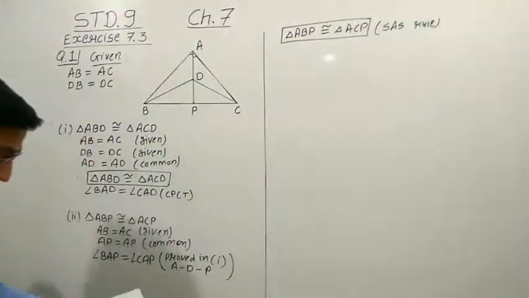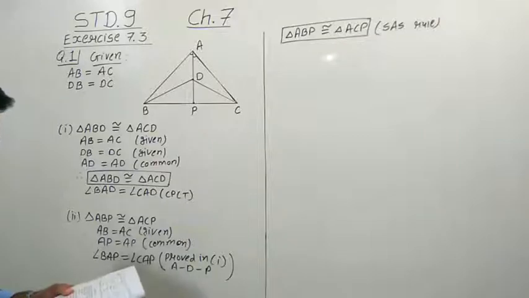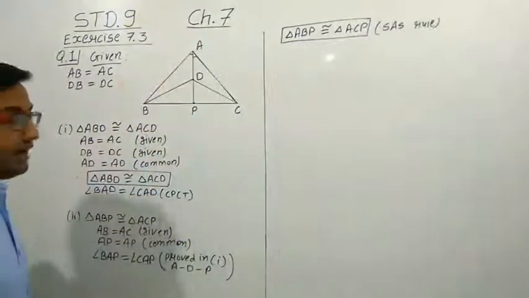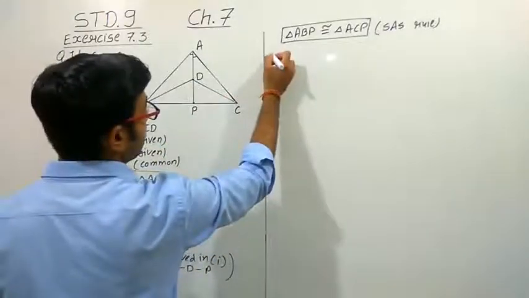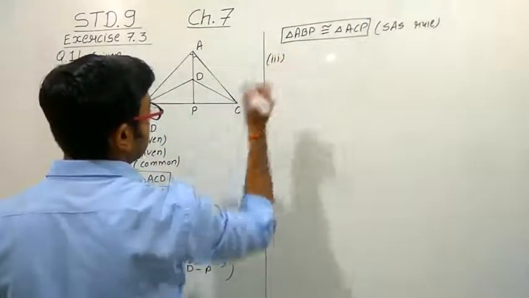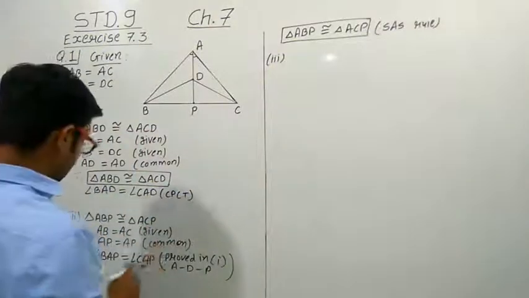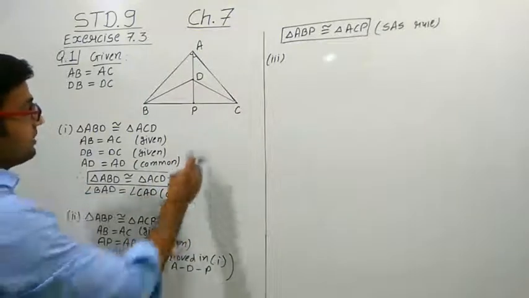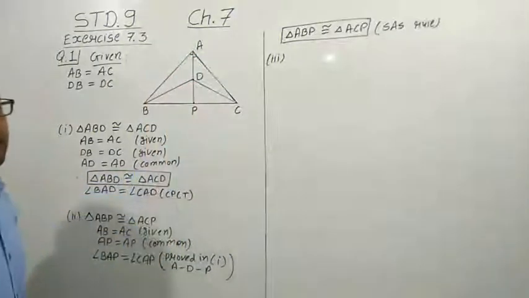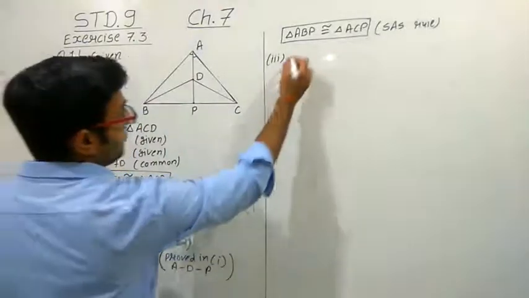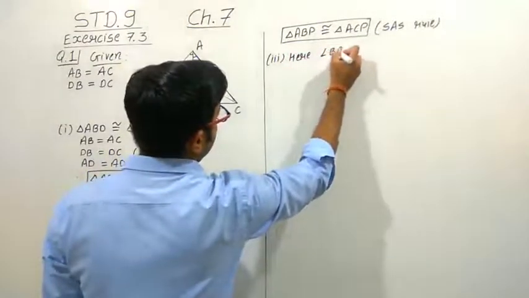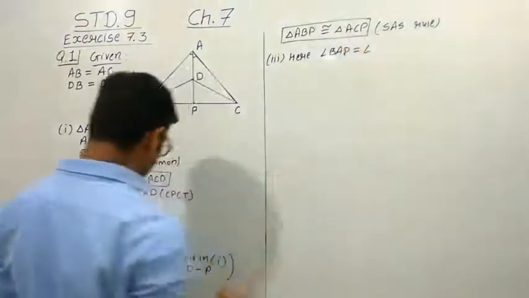Now the third thing that we have to prove is that AP bisects angle A as well as angle D. AP bisects angle A and angle D. This is the third thing that we have to prove. Now see, here we have written down that angle BAP is equal to angle CAP. What does that mean? That means that AP bisects angle BAC. So this thing we have already proved: angle BAP is equal to angle CAP.